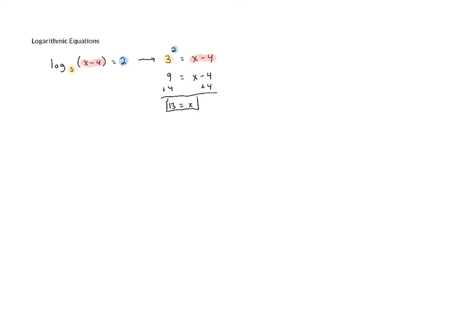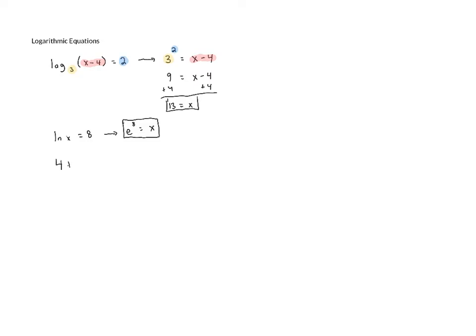Let's take a look at another example. We've got ln of x equals 8. If we rewrite this as an exponential equation, it becomes e to the 8th equals x. And that is our solution. If we want an approximation, of course, we can use a calculator, but I'm going to leave it like this for now. Let's do another one.